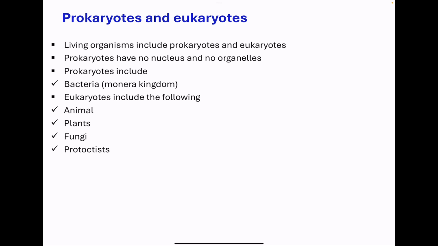Prokaryotes, like bacteria, are single-celled organisms and they have no nucleus. Their DNA is free-floating within the cell. Eukaryotes, on the other hand, have a true nucleus that encloses their genetic material. Eukaryotes can either be single-celled or multicellular, and they include animals, plants, fungi, and protists. Eukaryotes do have membrane-bound organelles which perform several functions within the cells.